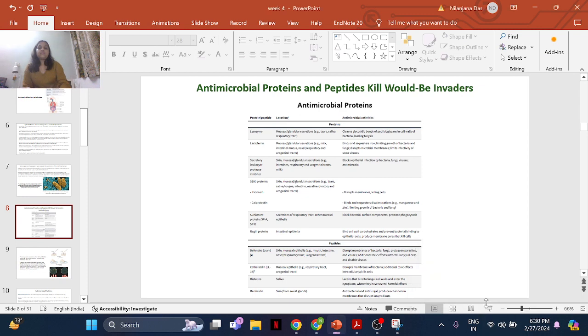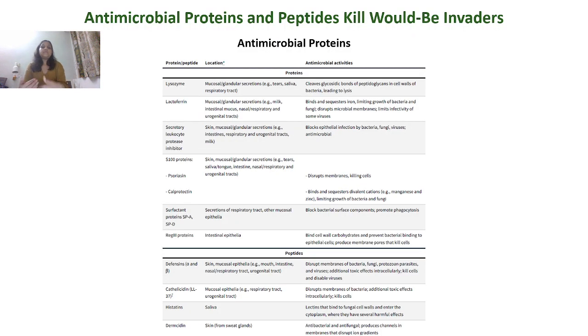So, the different types of antimicrobial peptides and proteins are lysozyme. Lysozyme, as we all know, is present in tears, saliva, respiratory tract. They cleave the glycosidic bonds of peptidoglycan in cell walls of bacteria, leading to lysis.